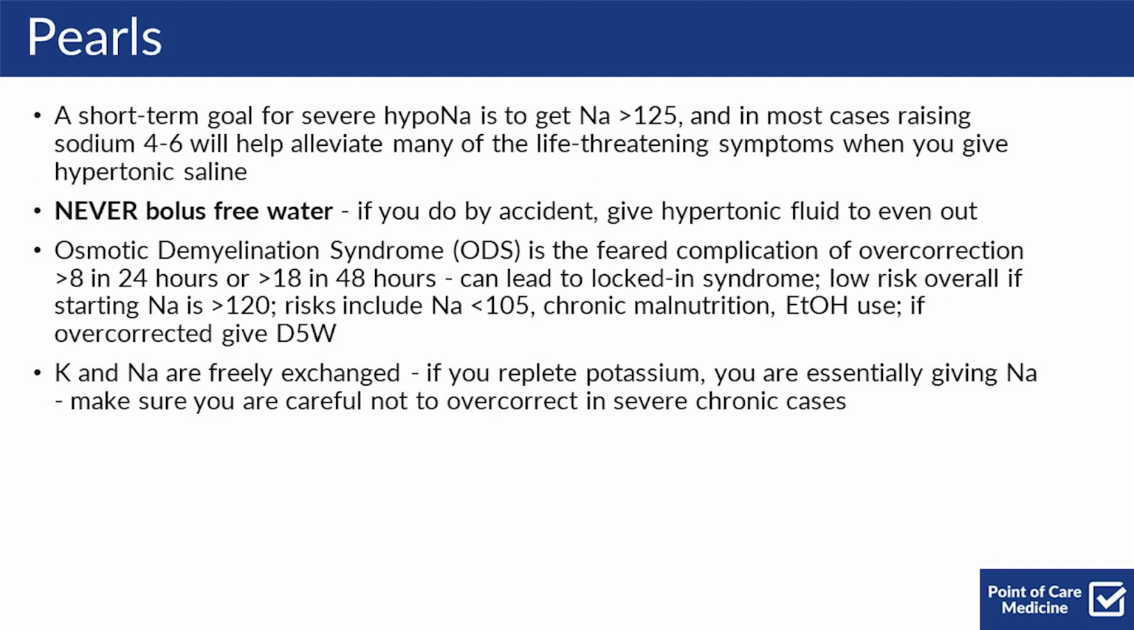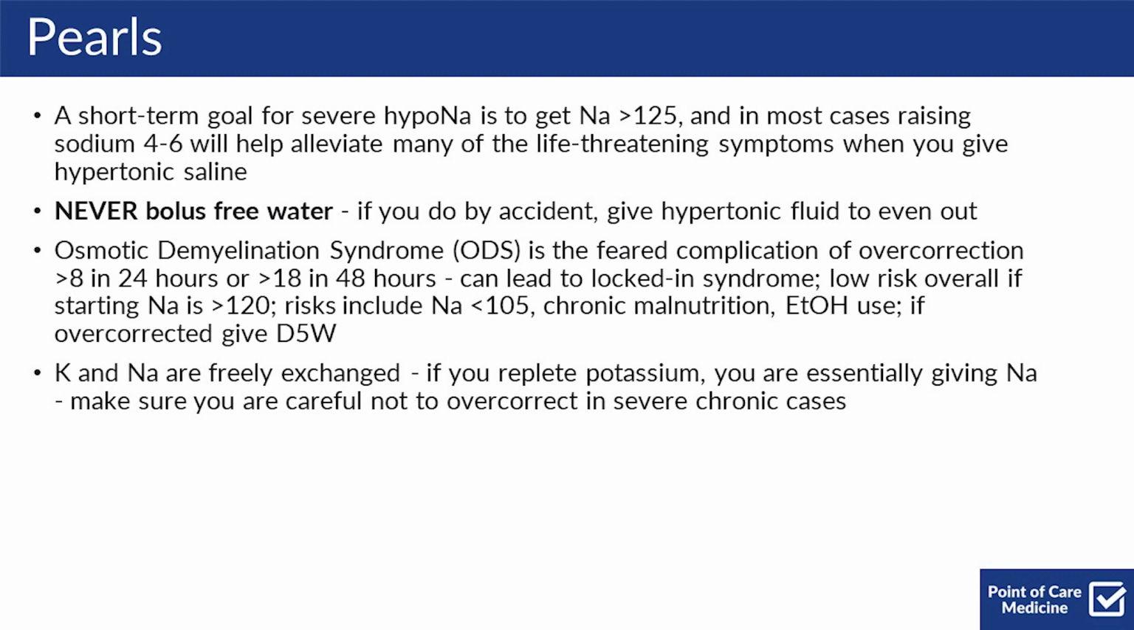In general, a short-term goal for severe hyponatremia is to get your sodium over 125, and in most cases, raising it about 4 to 6 points will help alleviate some of the life-threatening symptoms when you give hypertonic saline, which is why we do it in the immediate setting. You should never bolus free water. If you do so by accident, give hypertonic fluid to even it out.